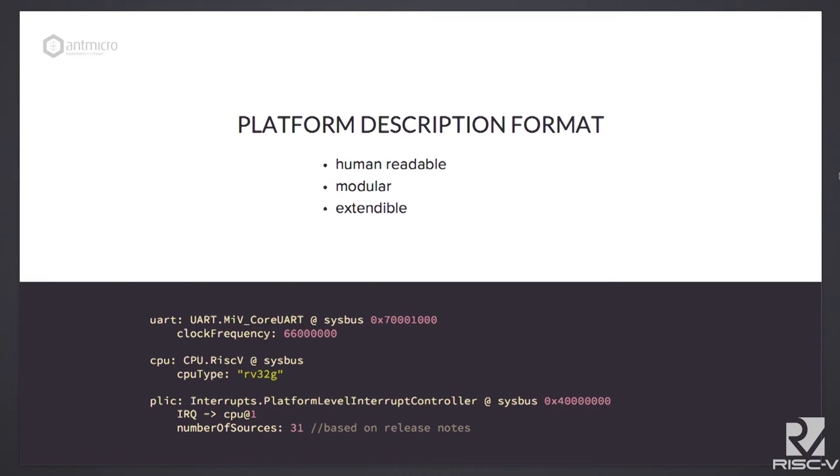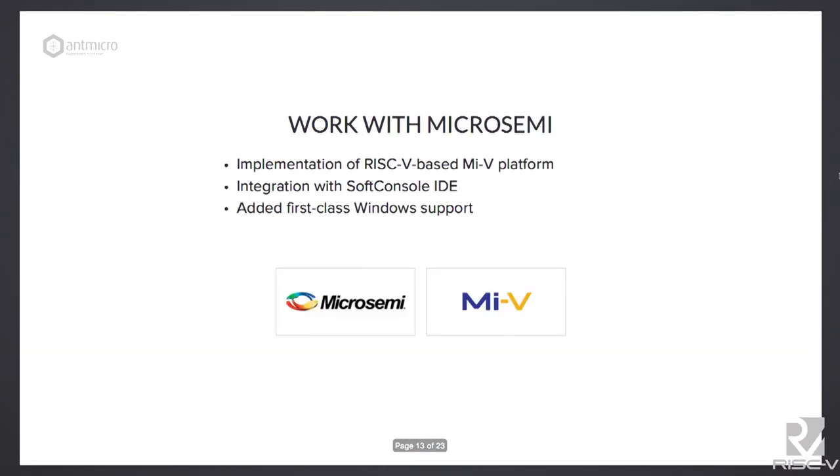As you might see, this is a RISC-V platform, and this is in fact taken from our work that we did for Microsemi, who have been so kind to sponsor, first of all, their MI5 platform to be included in our framework, but also integration with their SoftConsole IDE, and also adding first-class Windows support. We did have some Windows support in the past, but we can only call it first-class now, so we can run Renode on Linux, macOS, and Windows.